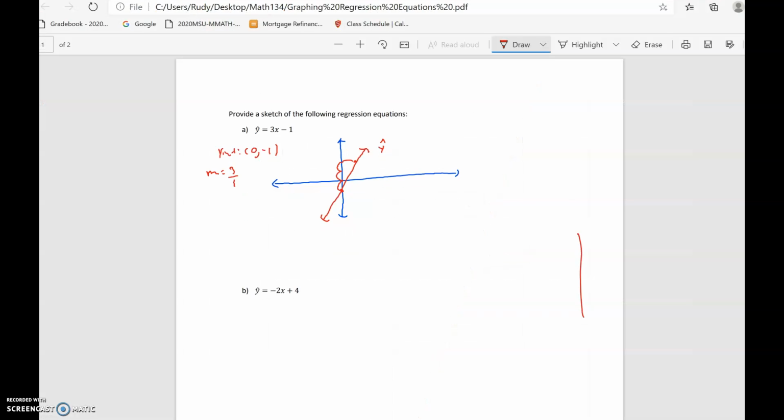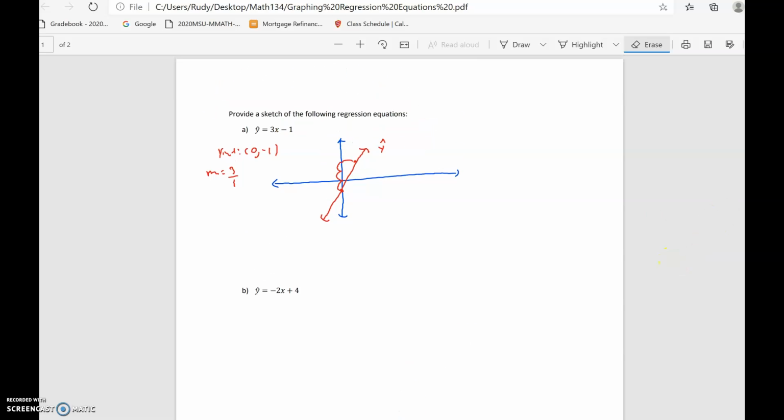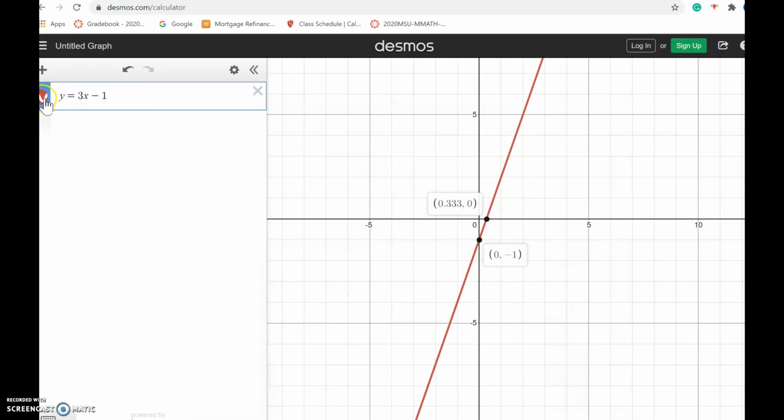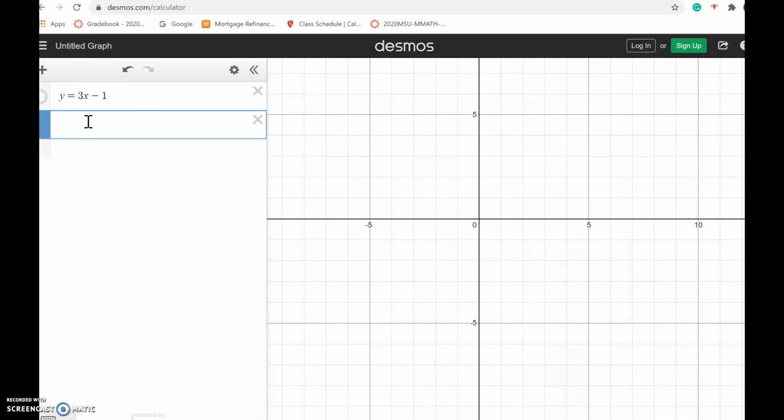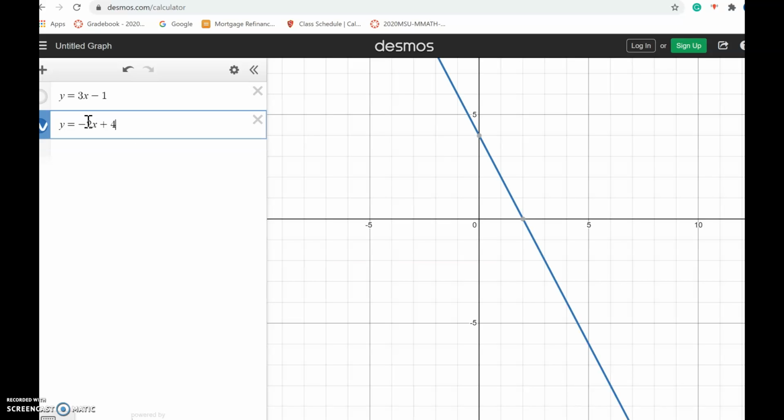Let me go to the other one. And our second graph is going to be negative 2x plus 4. So let me go to the software. I'm just going to remove that one. So this is going to be y is equal to negative 2x plus 4. And that's our actual line. Notice that this one is going in the opposite direction. This is because of the value of the slope. So this is going to be one of your pictures.